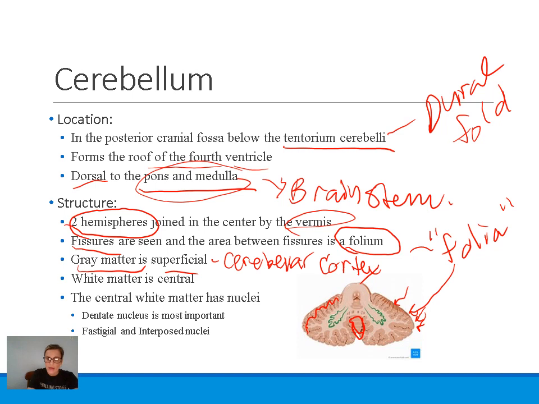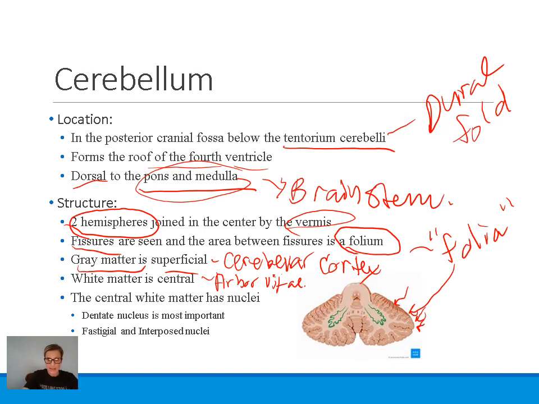And then the white matter is located centrally. So all of this white in here is the white matter. The white matter is referred to as the arbor vitae, or tree of life, because when you cut it, when you section it, it literally looks like a tree. This picture doesn't show it as well, but there's the trunk coming in, and then there are all these little branches that branch out, and it literally looks like a tree.